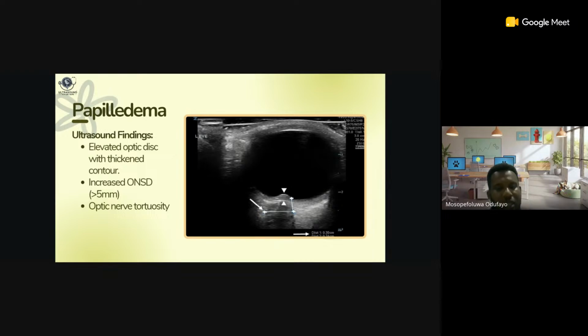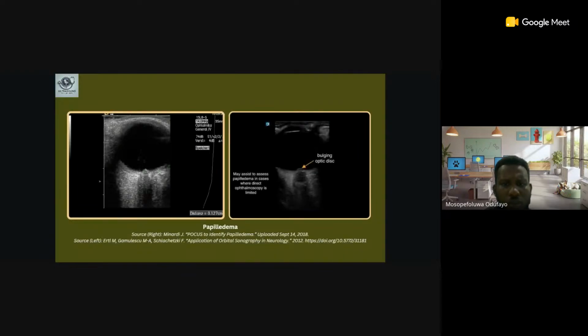So two things, optic neuritis and papilloedema, could present with increased optic nerve sheath diameter and elevation of the optic disc. Is that okay? Then the optic nerve, in very severe cases, can appear tortuous, like spaghetti, S-shaped and all. So look at the bulging optic disc.